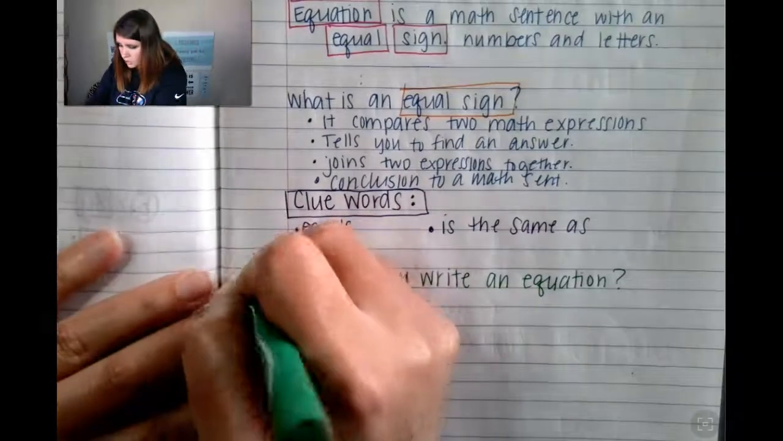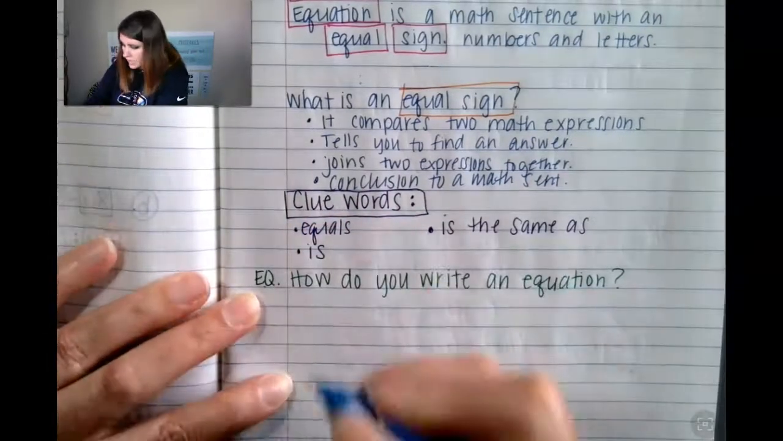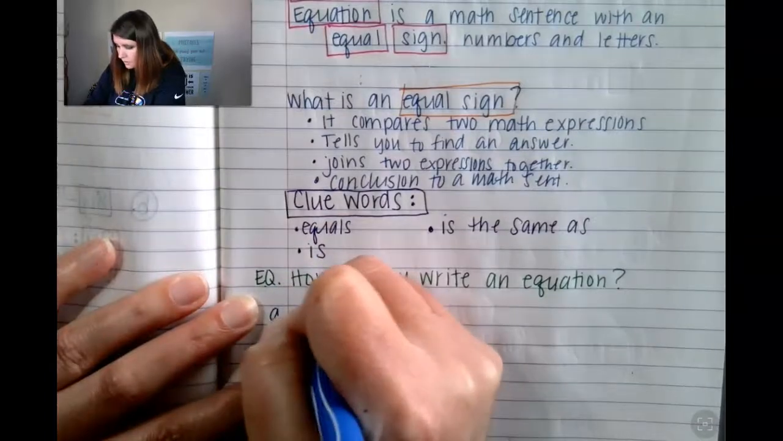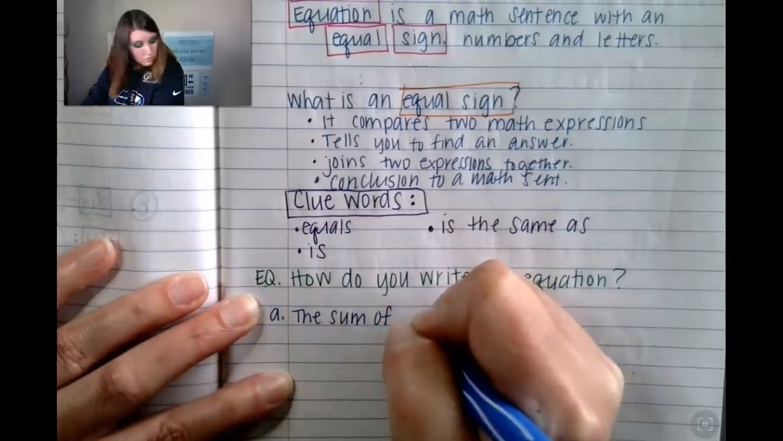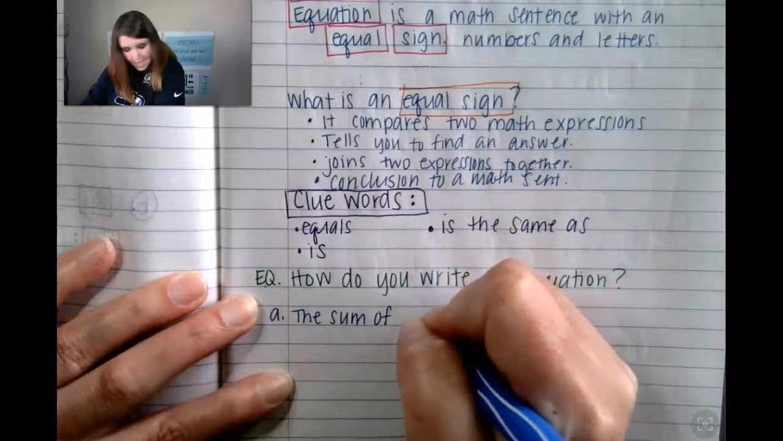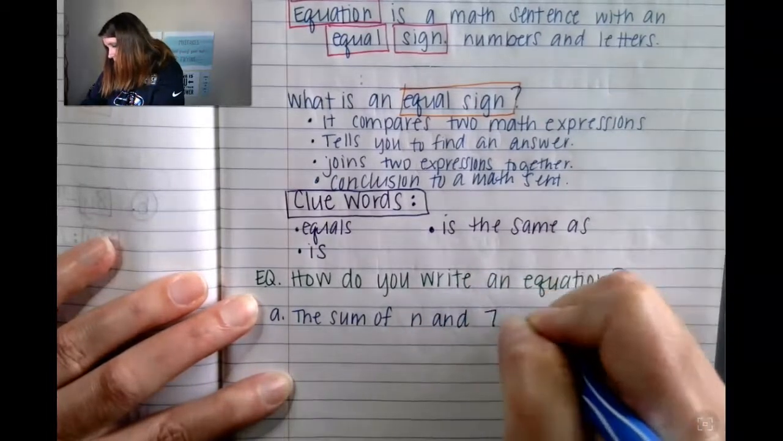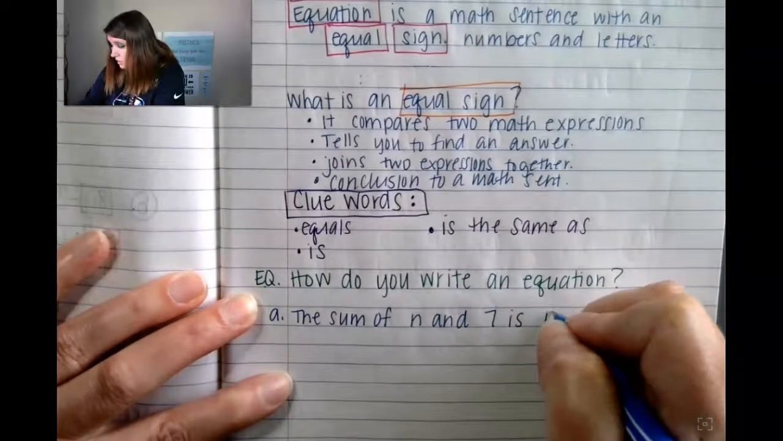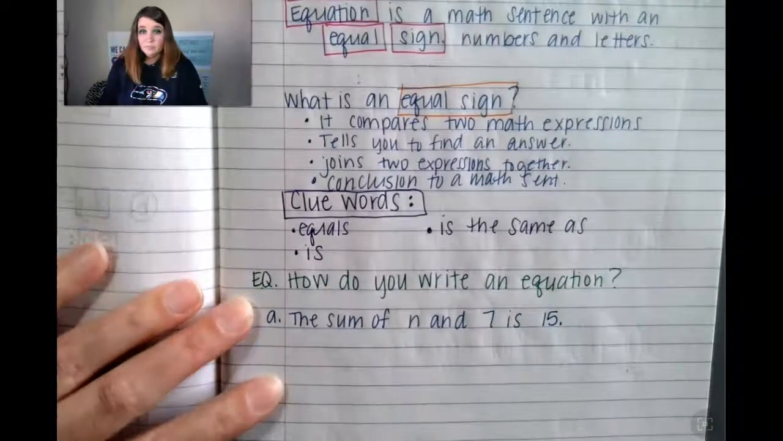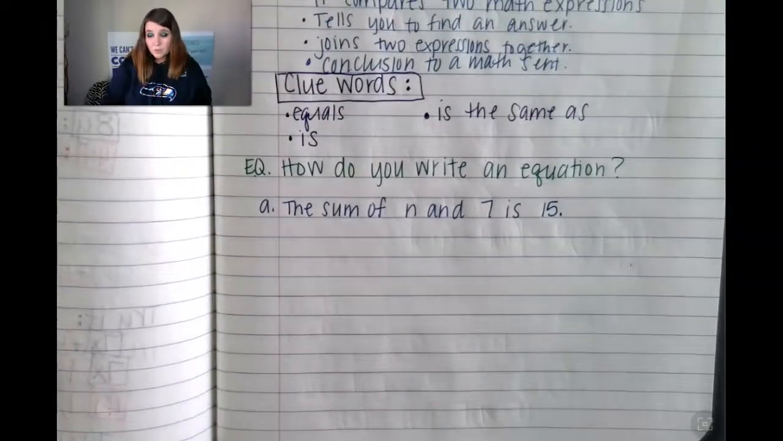So here's my essential question. Okay, here's my example. The sum of n and 7 is 15. Okay, so how do we do this now?